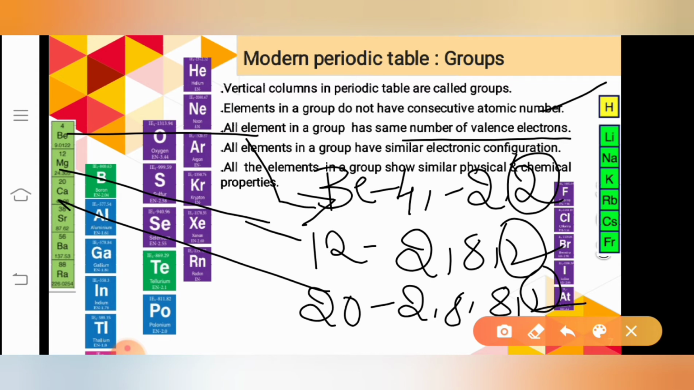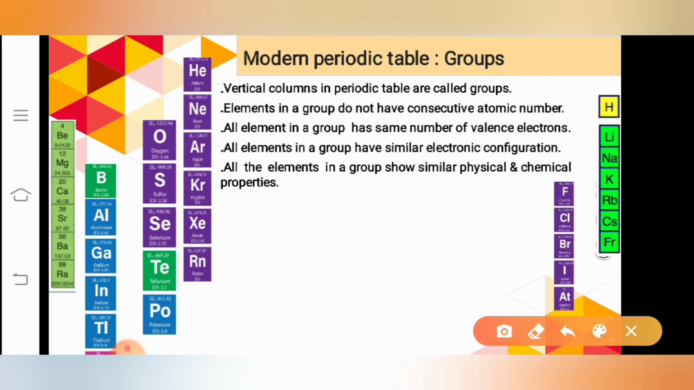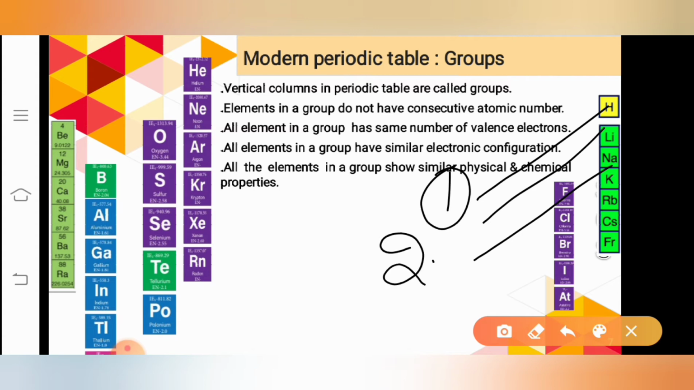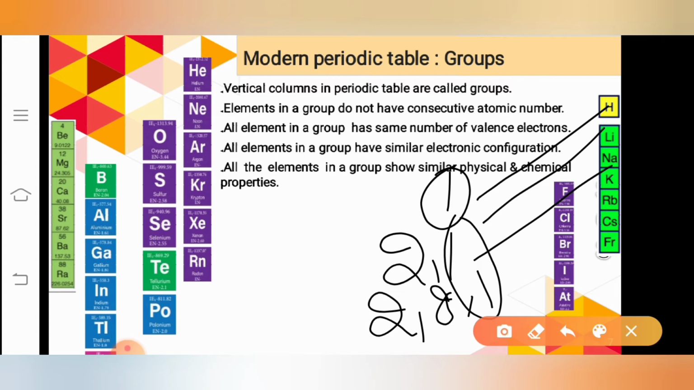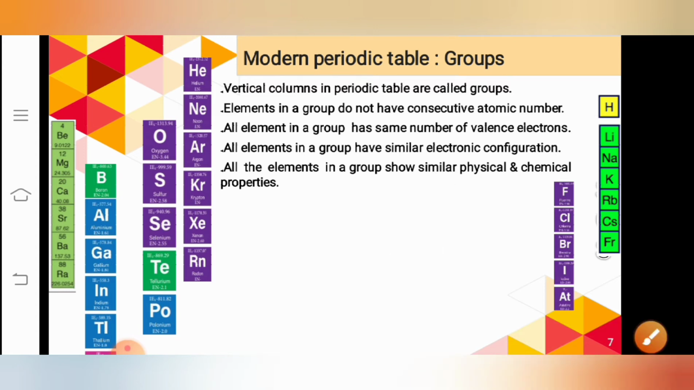Once again, all the elements in a group have the same number of valence electrons. If you look at this, you will get an idea. You can also sit and work it out. Hydrogen 1, lithium 2, 1, sodium 2, 8, 1. Correct? So you can see 1, 1, 1. All the elements in this group have the same number of valence electrons.